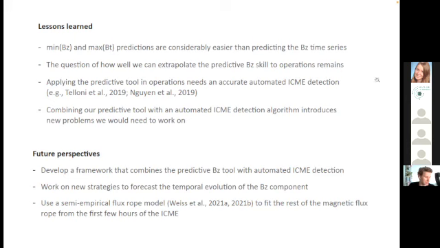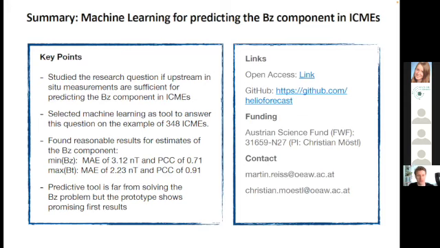So to conclude this talk, I would like to just summarize a little bit the headlines. So the key points, we studied the question if upstream in situ measurements are sufficient for predicting the BZ component in ICMEs. We select machine learning as a tool to study this question on the example of 348 ICMEs. We found quite reasonable results, with mean absolute error of 3.12 nanotesla for the mean BZ, and the mean absolute error of 2.23 nanotesla for the max BZ.